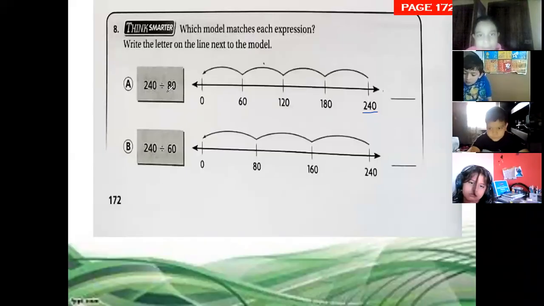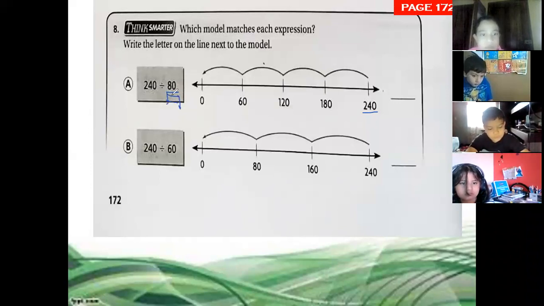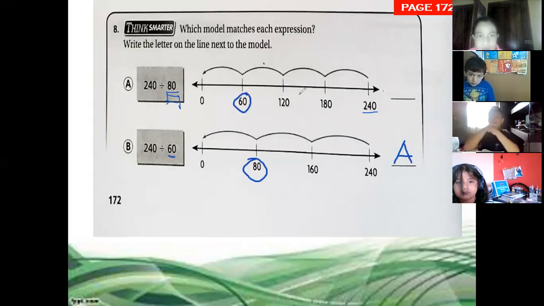So 240 divided by 80. This is your clue, divided by 80. So which number line is this? Is it the first one or the second one? It is the second one because the 80 is here. So this is letter A. And letter B is this one because it's the 60. The A doesn't have 60. No, it has 80.